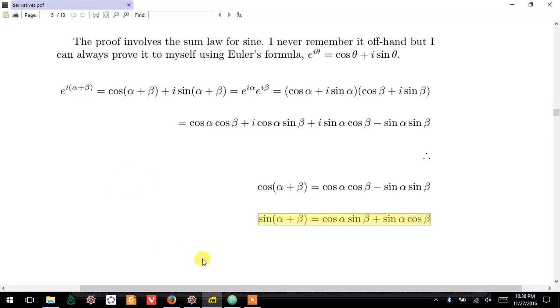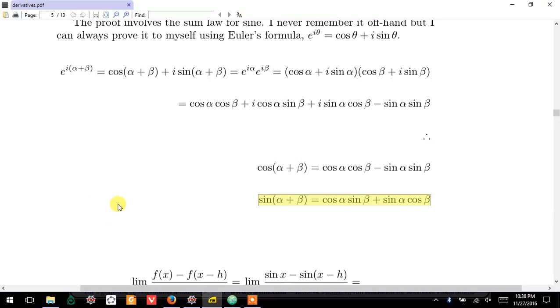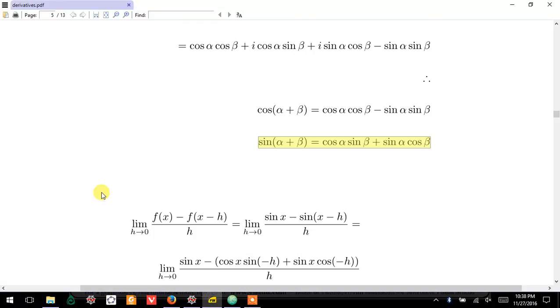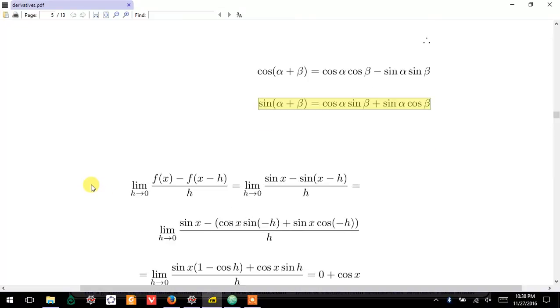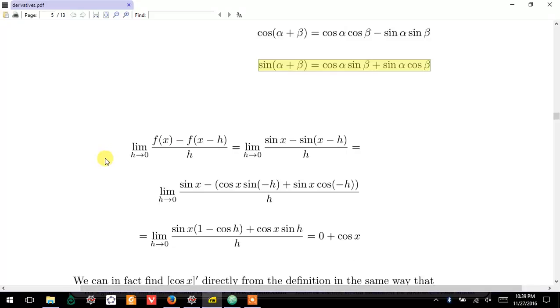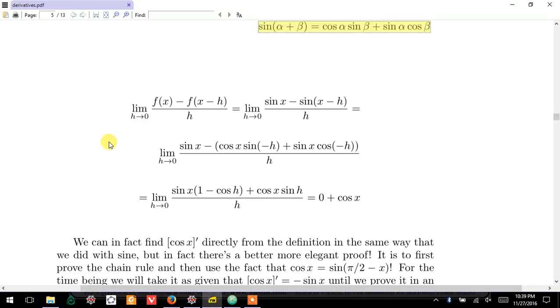If you found it useful, I hope you did. I think it's really incredible that something like this can be so handy. This is not the only use of the formula. That is an extremely powerful formula. But this is one nice, interesting little application of it. So anyway, let's now get into the derivative of sine.